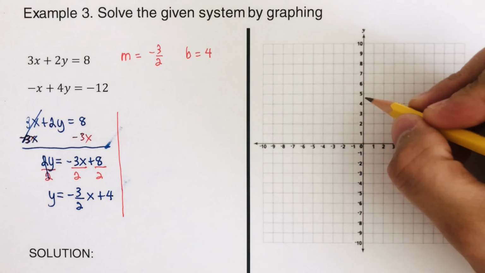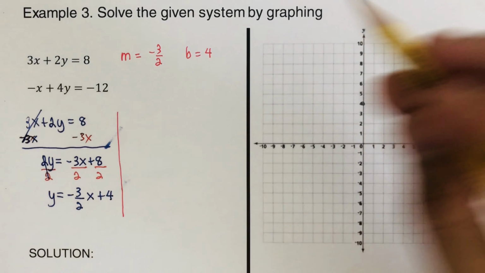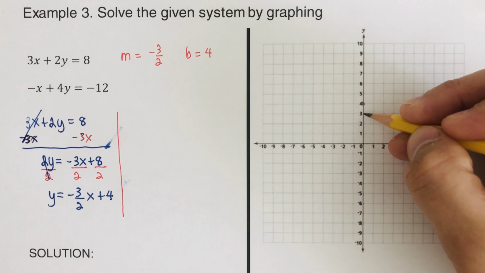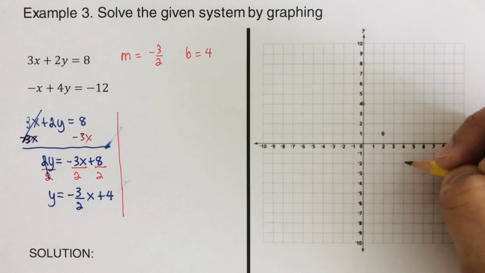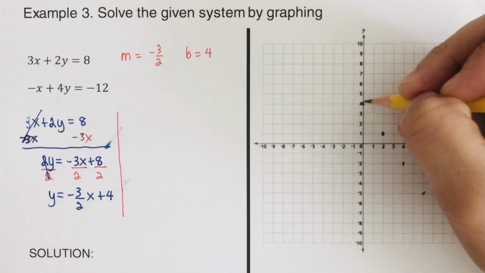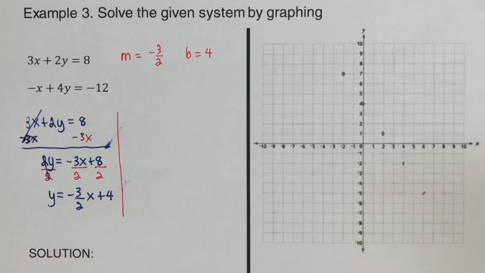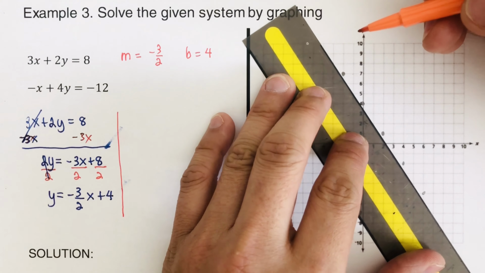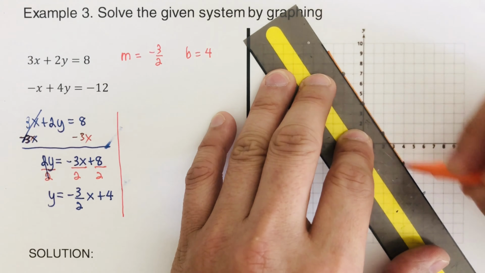So that is 4. We start on 4. And then it says -3 over 2. So I'm going to go down 3, right 2. So 1, 2, 3, 1, 2. Then I can go up 3, left 2, 1, 2, 3, 1, 2. So then we can connect these dots together to create the line. So this is how the line is going to look like.